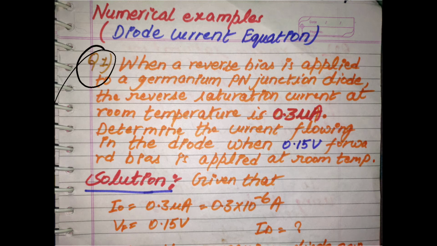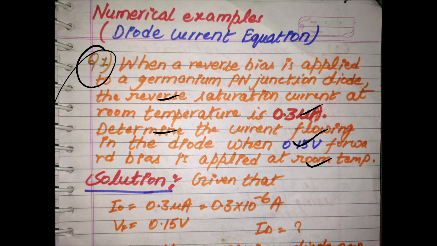Our first question is: when a reverse bias is applied to a germanium PN junction diode, the reverse saturation current at room temperature is 0.3 microampere. Determine the current flowing in the diode when 0.15 volt forward bias is applied at room temperature. So let us solve this example.